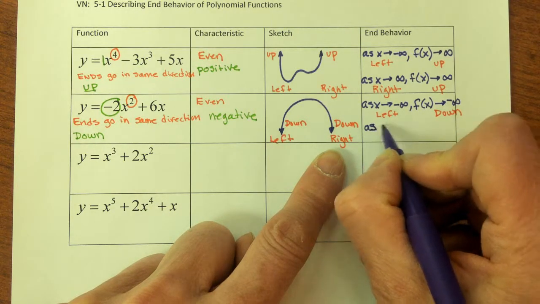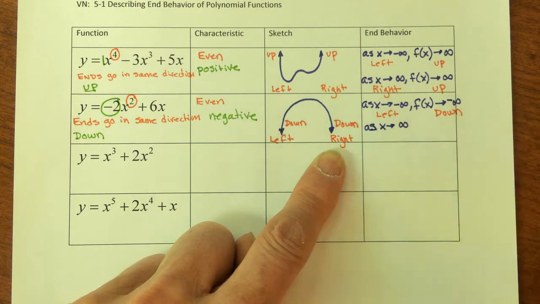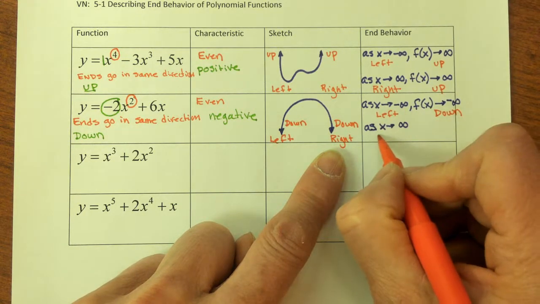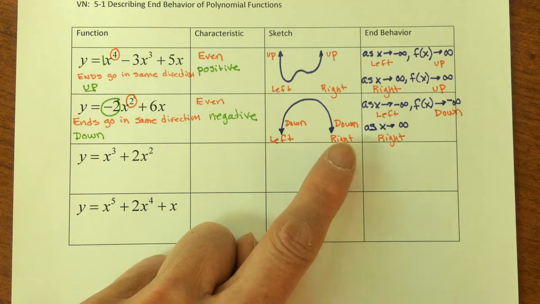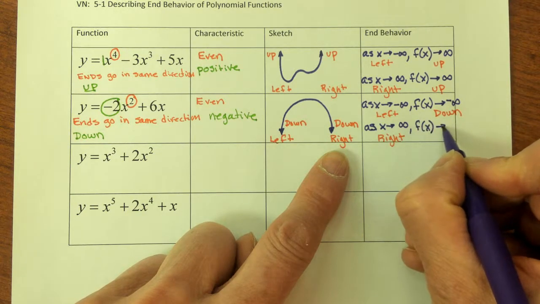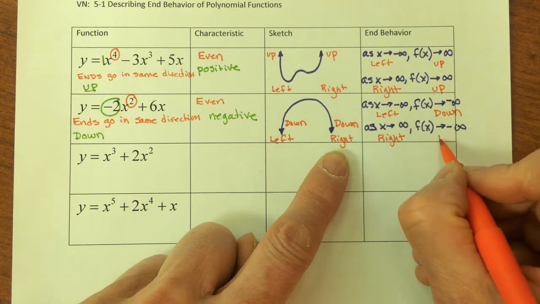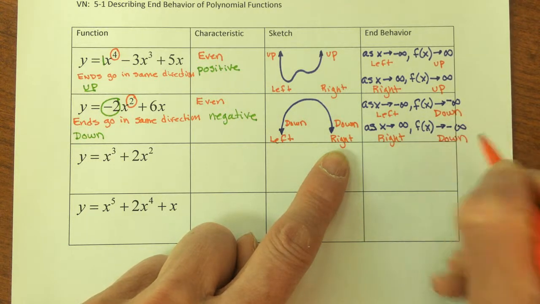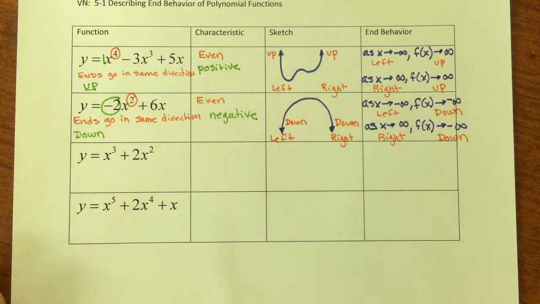As x is going to the right, so that's my right, where's my function going? Well, my function is going down. So that would be negative infinity. Negative infinity for the function is down. Okay? Okay, so those were even functions.